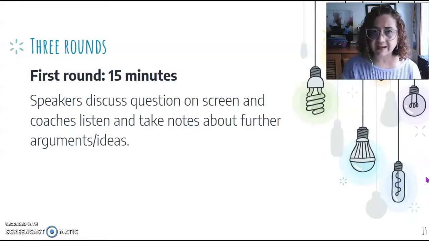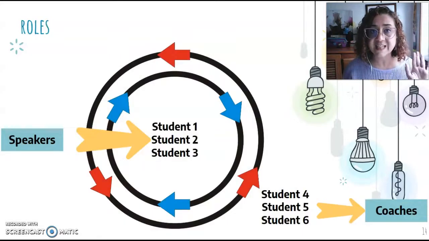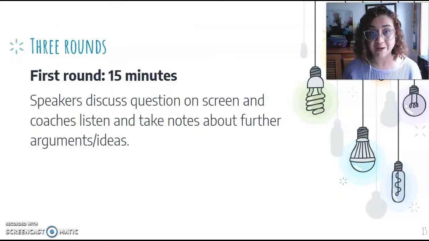So what happens in the Socratic seminar? We're going to have 3 different rounds. In the first round, this round is going to last for 15 minutes timed. Speakers are going to discuss a question on the screen, and coaches will listen and take notes about further arguments or ideas. So I will project a question that I will prepare based on the readings, okay? And I'm just going to lay the question out there for you to discuss. However, first, the speakers are going to discuss. The people who are coaches are not going to be allowed to speak during this first round, okay?